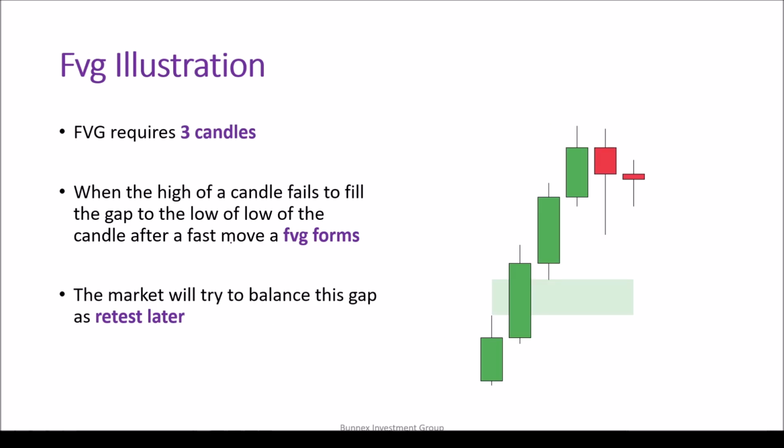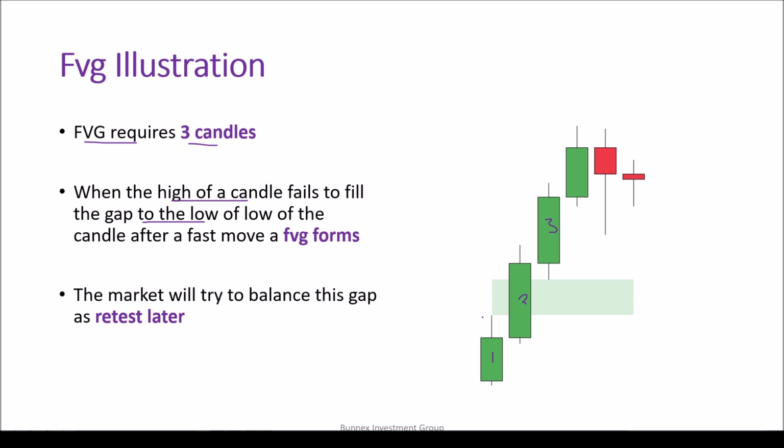So here's the illustration of FVG. For a fair value gap to be valid, we need 3 candles. When the high of a candle fails to fill the gap to the low of the candle after a fast move, an FVG will be formed. In this particular case, we have candle 1, candle 2, and candle 3. 3 candles in this line.